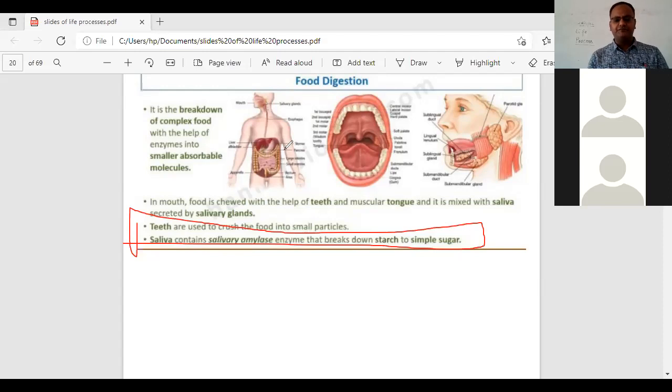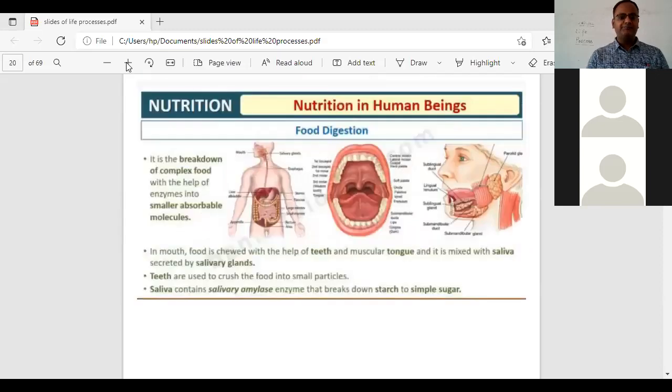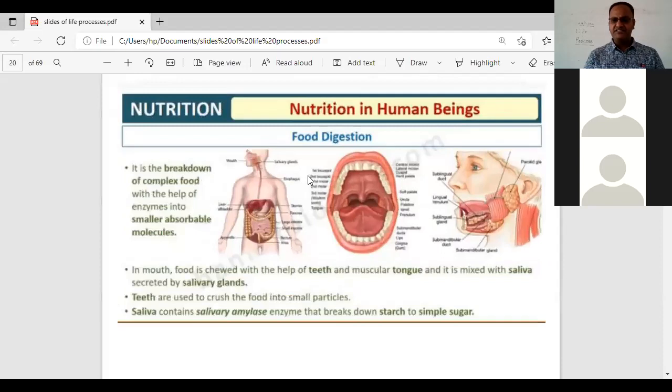So the digestion of the food in the mouth is done. Once again, I'm telling you what happens in the mouth. The teeth bring about the physical digestion of the food. The food mixes with the saliva. Saliva is secreted by the salivary gland, and that contains a very important enzyme called salivary amylase, which breaks the starch present in the food. Is it clear to all till this?